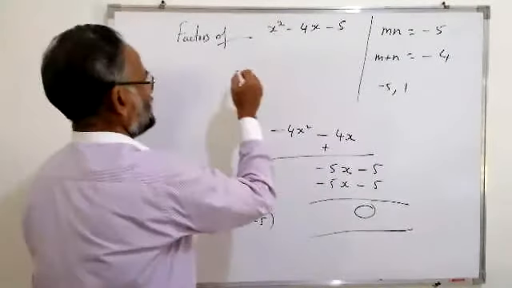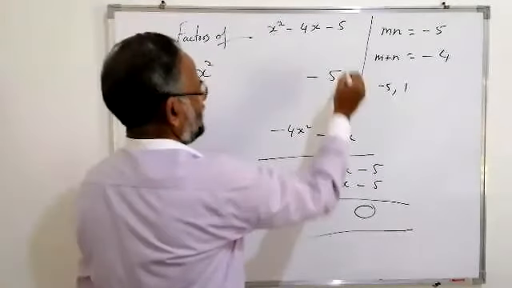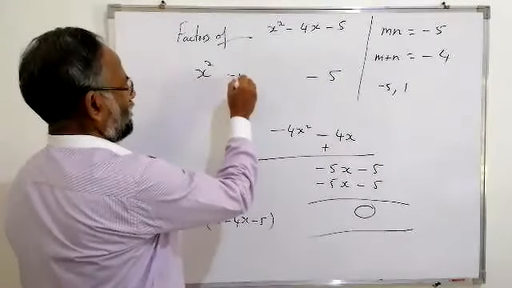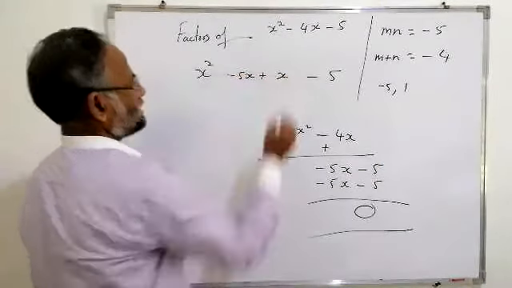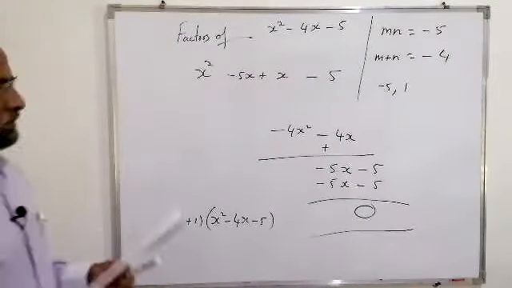So split the middle term. x squared, and the middle term split means minus 5x plus x. Split the middle term. Factorize by splitting the middle term.